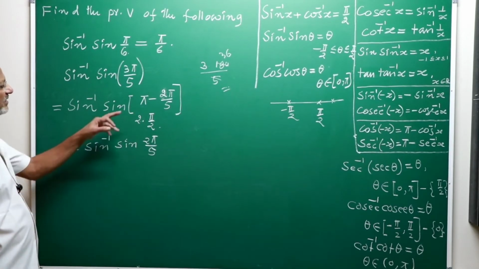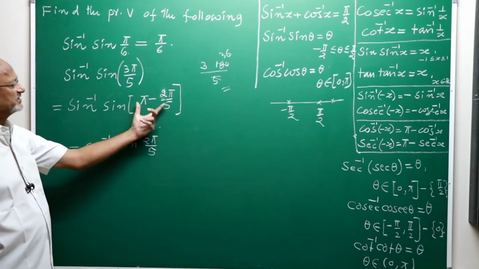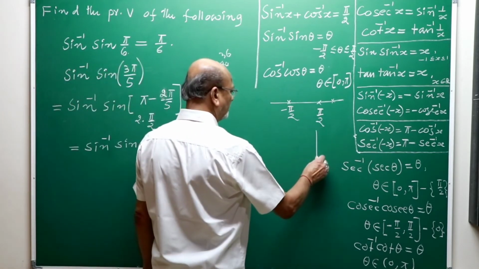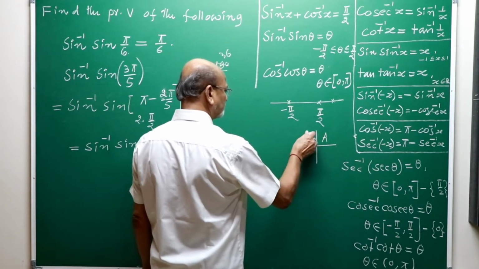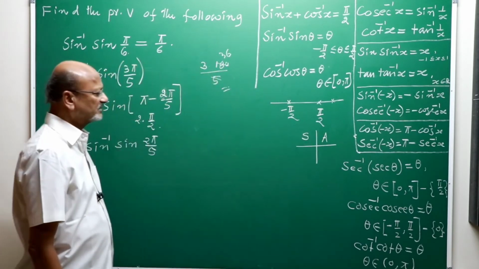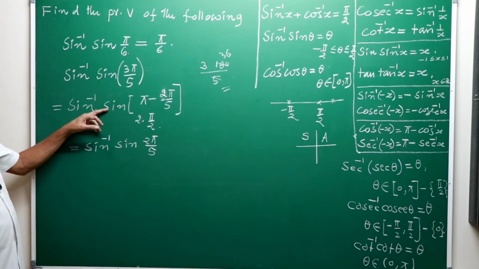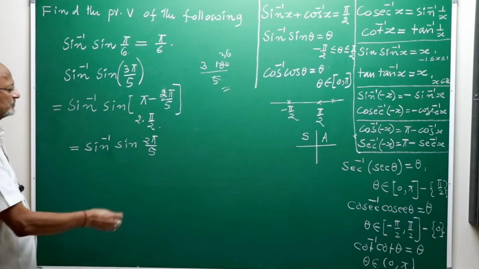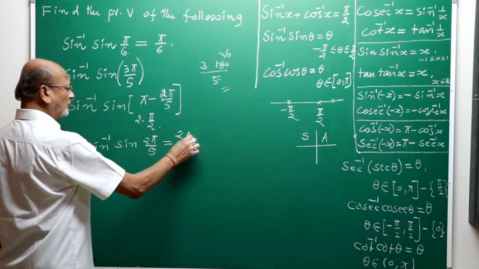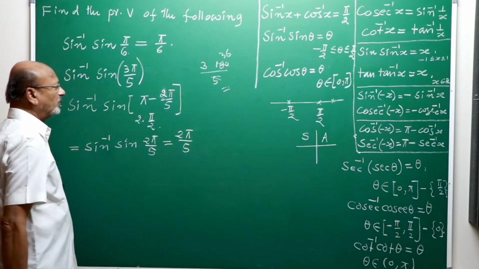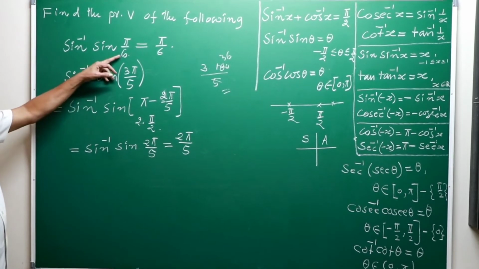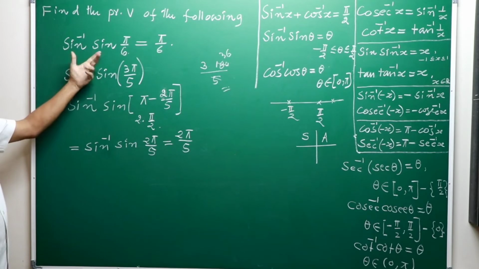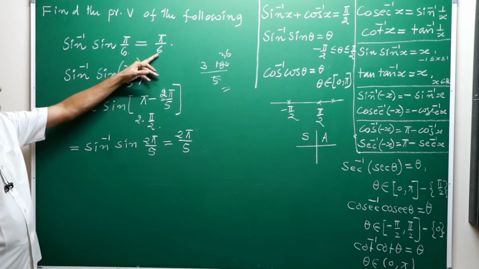Sine, where is the angle? 180 minus means it is an angle in the second quadrant. In the second quadrant, sine is positive. Therefore, sine inverse of sine is 2 pi upon 5. See my friends, what about this angle? It is inside minus 90 plus 90. So, directly that property is used, written pi by 6.